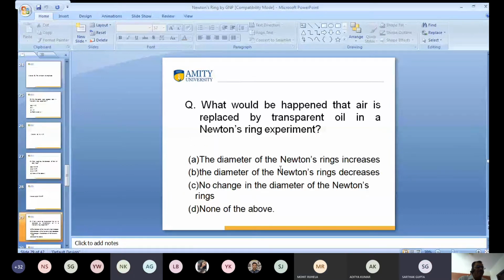Next question. What will happen if air is replaced by transparent oil in Newton's experiment? Can you tell me the answer to this question?